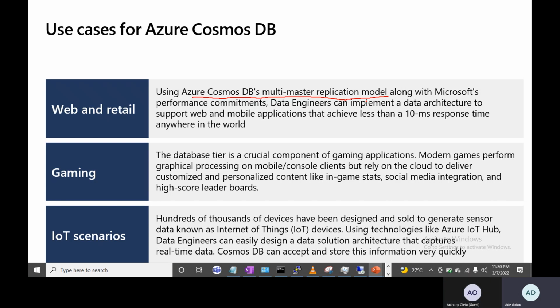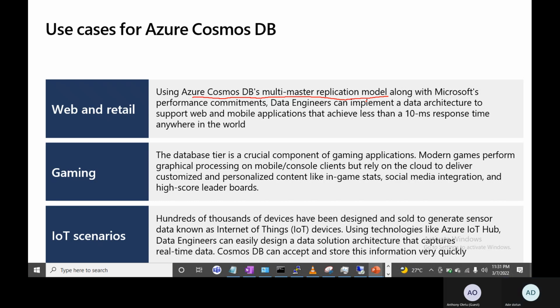Data engineers can implement a data architecture to support web. That data architecture was what you were asking for the other time, whether they can do it. So this point, please, it's very, very important. This data engineer can implement a data architecture to support web, to support mobile applications, and achieve less than 10 seconds no time.